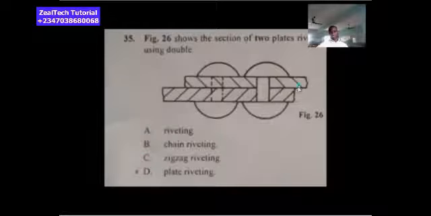You see something that looks like Z. The movement of this edge looks like what? Inverted Z. It's zigzag riveting. All right, so the answer is D. C, sorry.